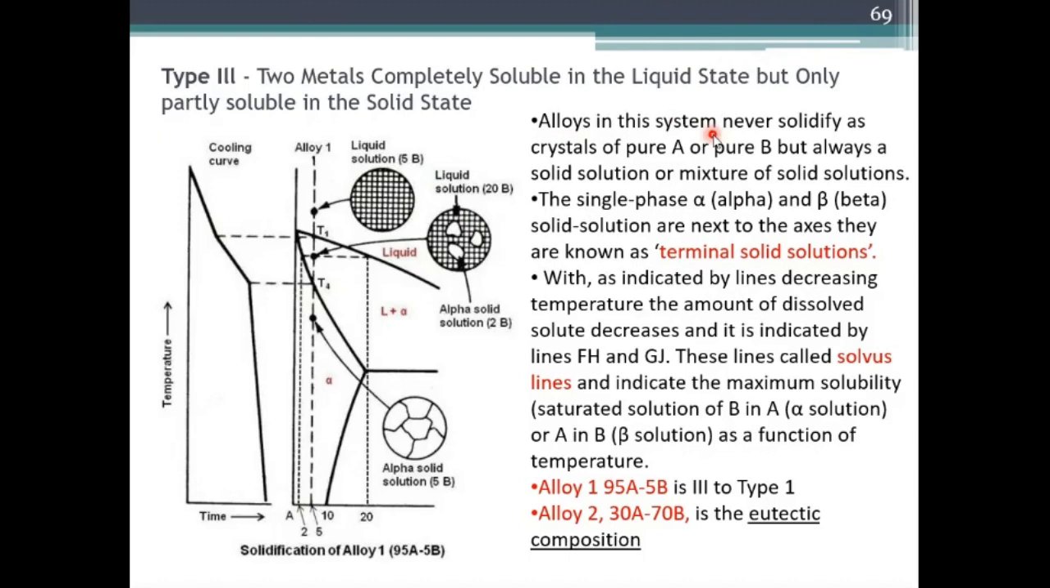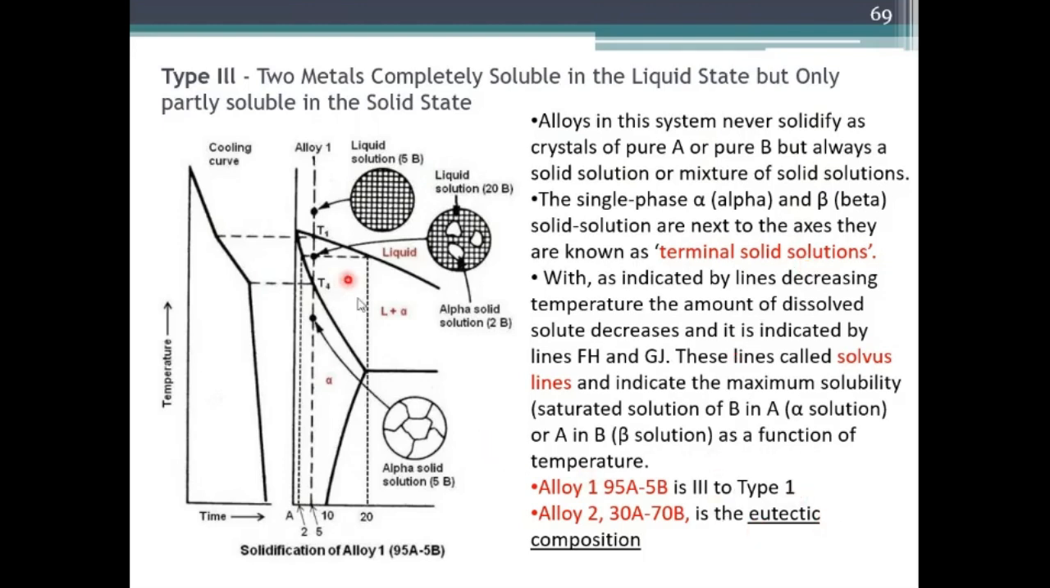See here, alloys in the system never solidify as the crystals of pure A and pure B, but always a solid solution or a mixture will be there. Either it will be an alpha phase or a beta phase solid solution. We call these types the terminal solid solution.